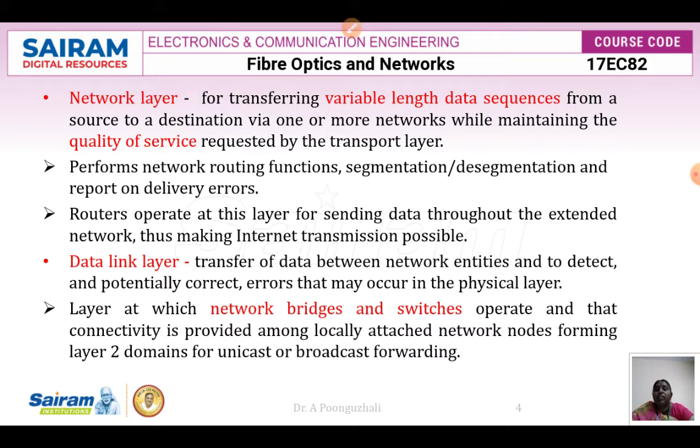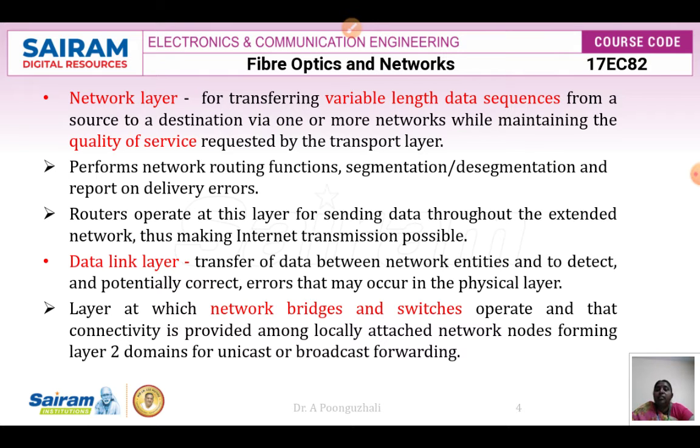Here the network layer is going to perform the routing functions, segmentation or desegmentation, and report on any delivery errors. Routers are also going to be present in this layer, which are used for sending the data throughout the extended network. In that case, we can see that internet transmission is going to be possible.